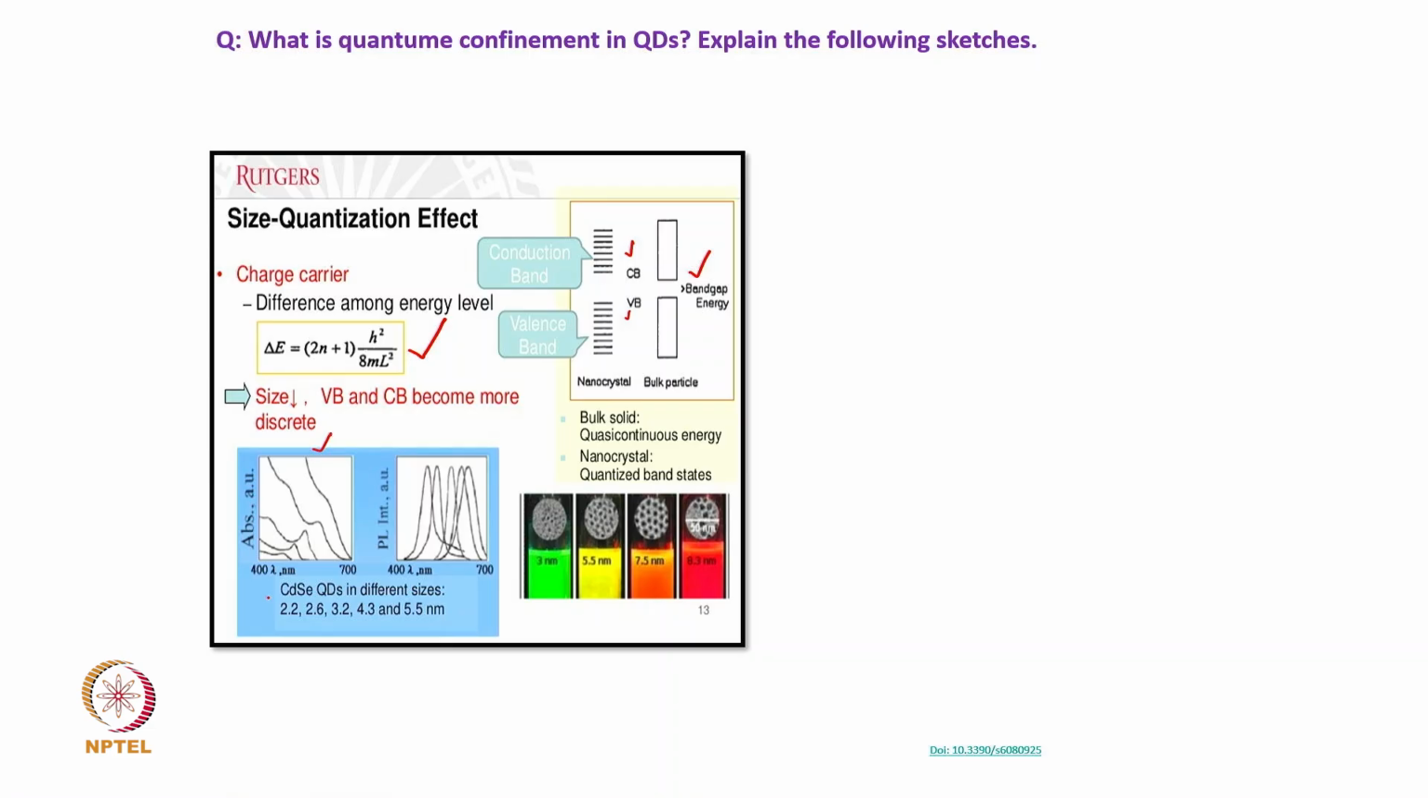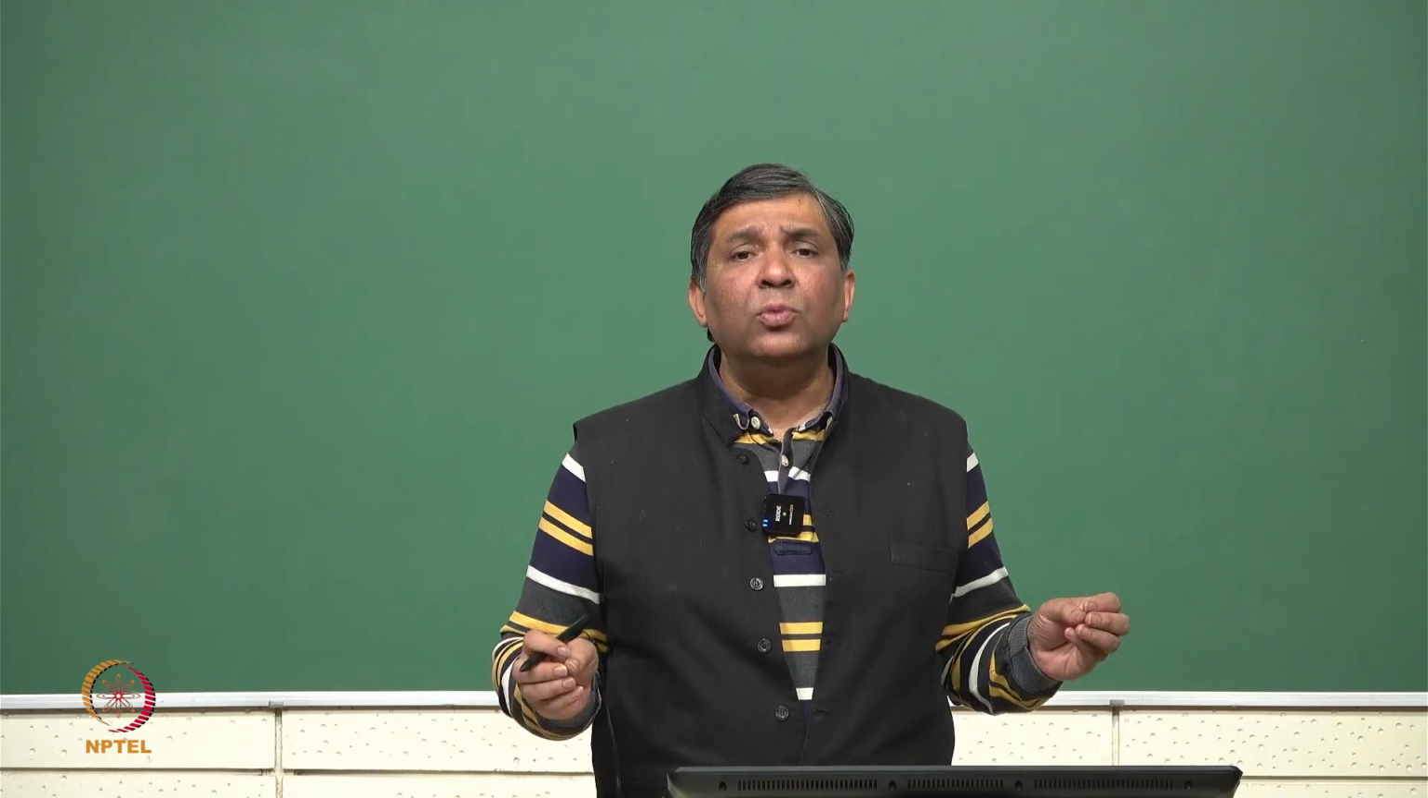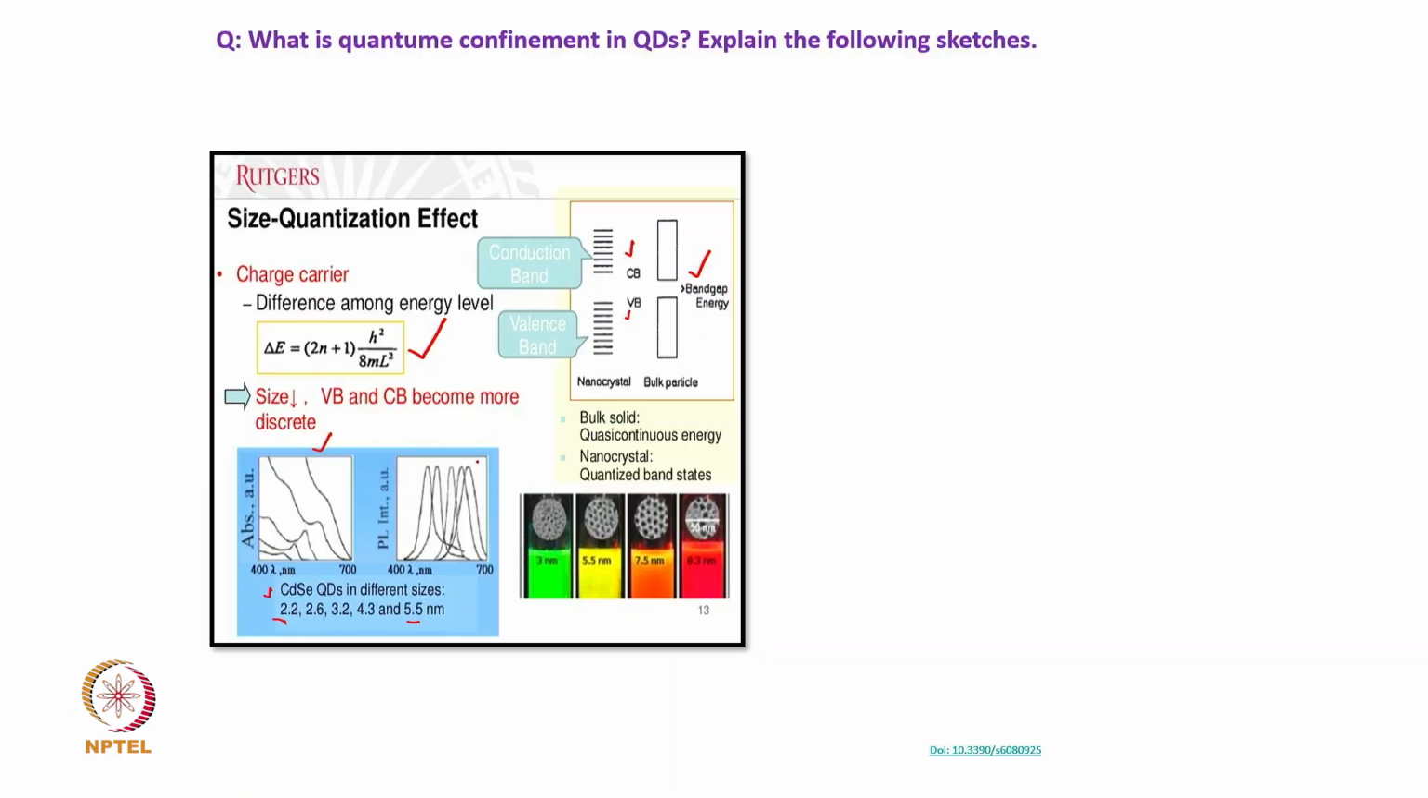When we change these CdSe quantum dot sizes, say from 2.2 nanometer to 5.5 nanometer, you can see the absorption edge continuously changes. It goes to the lower wavelength side, or higher frequency side, or higher energy side. So, that means it has the capability of tuning the band gap, and if we look at the luminescence also, it goes from higher wavelength to lower wavelength, that is, lower energy to higher energy.